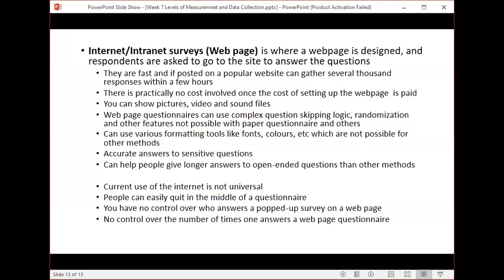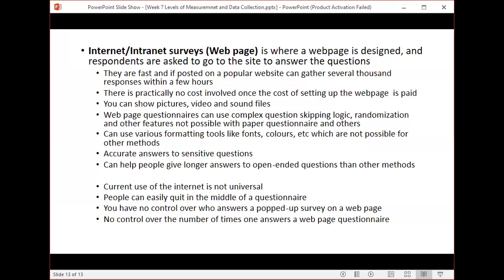People can easily quit in the middle of the questionnaire, and sometimes you have no control over who is answering the questionnaire. It could be a site where adults will have to be, but you see children also going there, and it pops up and they click, click, click, click. You don't know what is happening. You have no control over the number of times one can answer a web page questionnaire. But these days, I think you can.